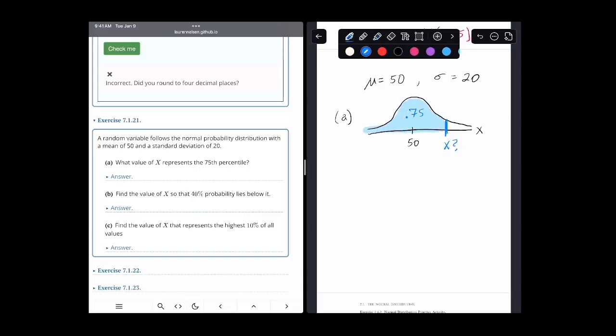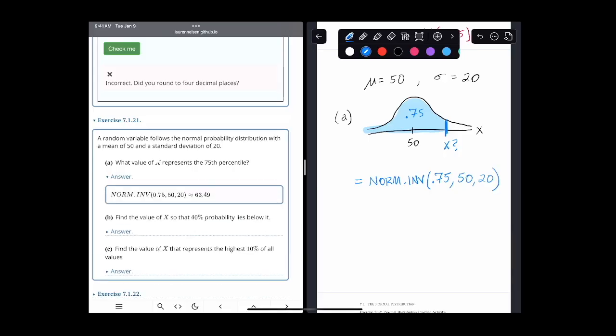Well, they're giving me an area, so to find x, I would want to do norm.inv instead of .dist because they're giving me the area, and then I would plug in that area to the left and my mean and my standard deviation, and that would give me x. So here it says if we plug all that in, we would get about 63.49. So the x value of 63.49 has an area of 0.75 below it.